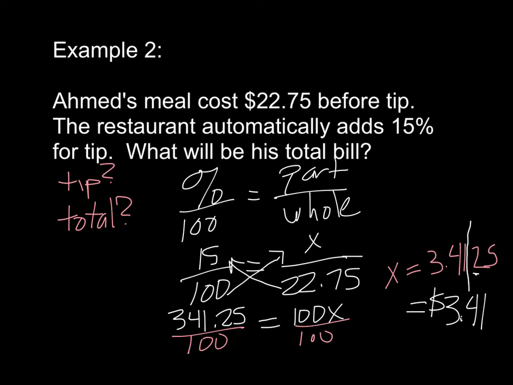Now we can take the $3.41 and add it to our other total. 22.75 plus 3.41.